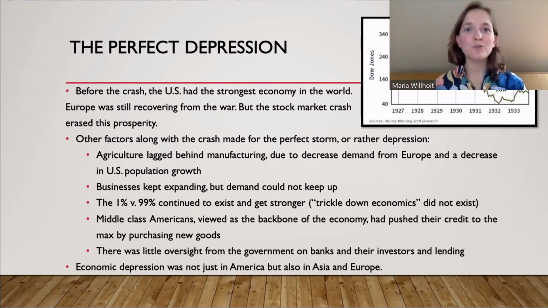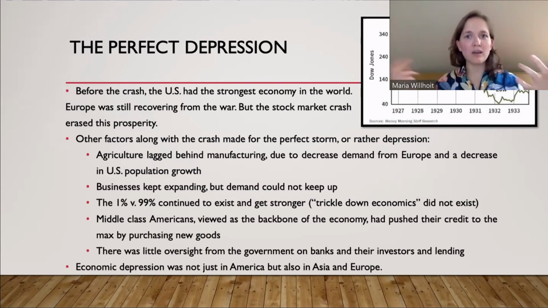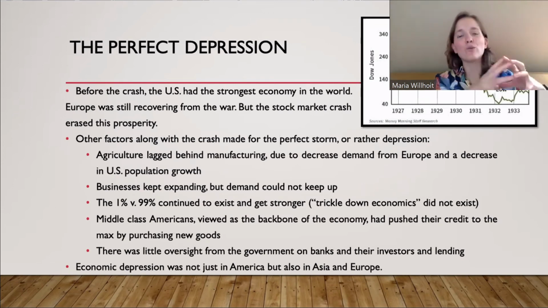The battle between the 1% and 99% just got even bigger. It got stronger. These 1%ers, these millionaires who would now be billionaires today, they didn't share their wealth. They tended actually to keep it in their families, to themselves. Trickle down economics of sharing it with the poor did not exist. So wealth wasn't being distributed equally.